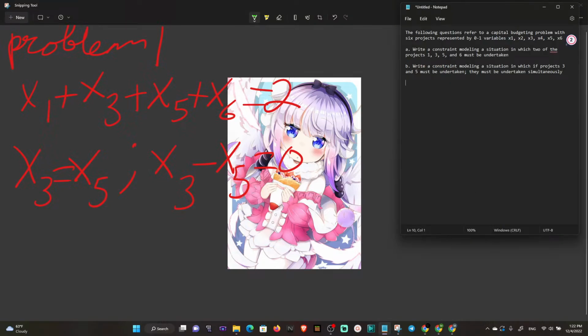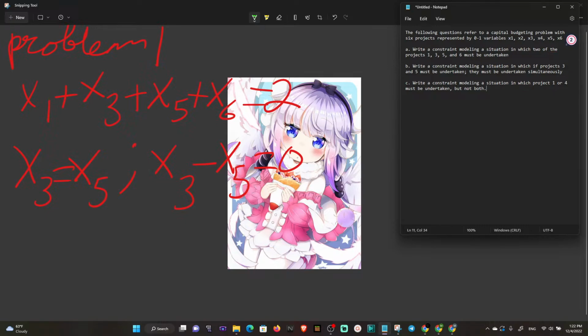Time to do the next one. C. Write a constraint modeling a situation in which project 1 or 4 must be undertaken, but not both.